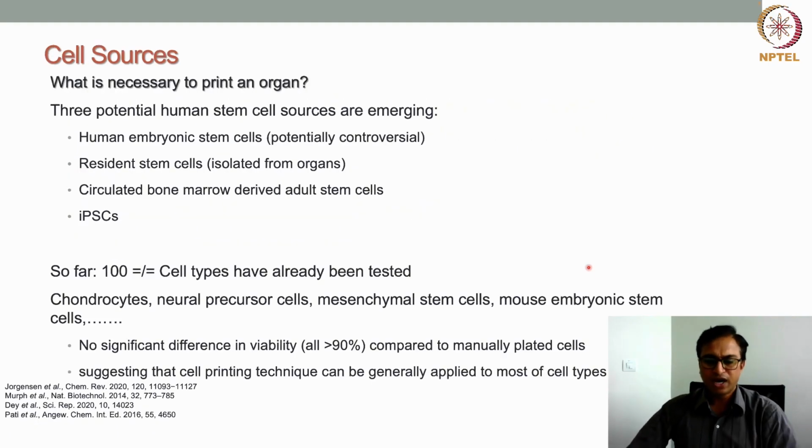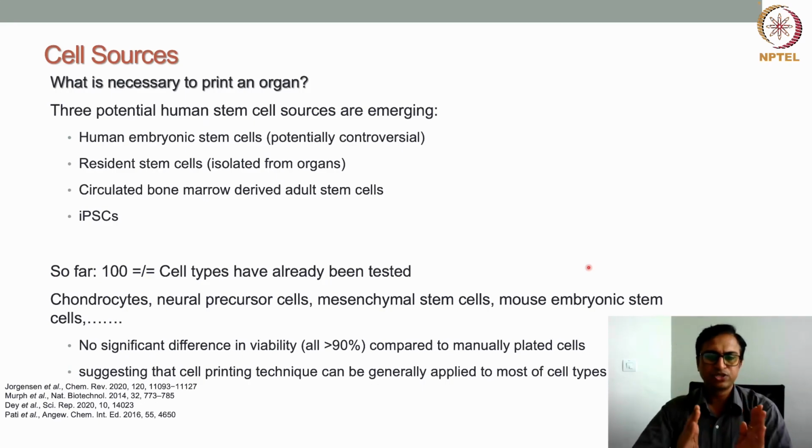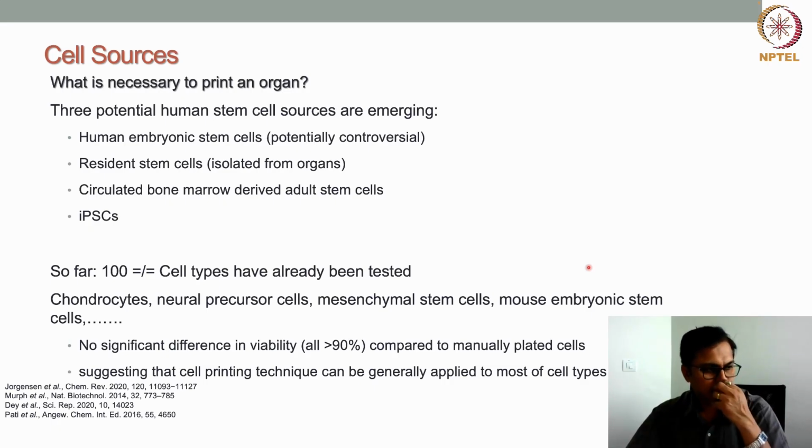Now we'll see how we can come up with these different organ tissues. We'll break them into different parts. First we'll see the cell sources, from where you will get the cells to accomplish this task. If you are working on bioprinting or biofabrication, or trying to print a particular organ, then you need cells.